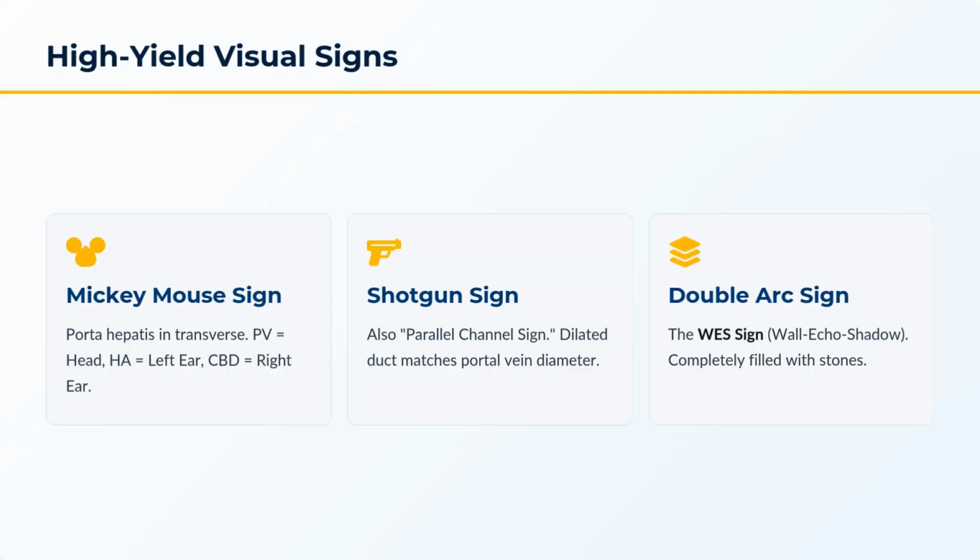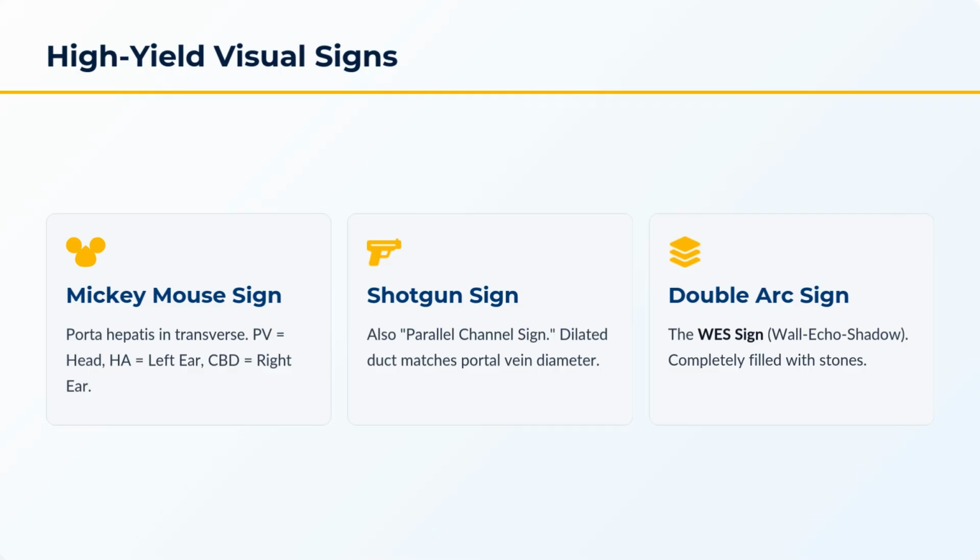Identify these diagnostic signs. Mickey Mouse sign, the transverse view of the porta hepatis. The portal vein is the face, the hepatic artery is the left ear, and the CBD is the right ear. Shotgun or parallel channel sign indicates ductal dilation where the duct matches or exceeds the diameter of the adjacent portal vein. Double arch or wall-echo-shadow sign indicates a gallbladder packed with stones.